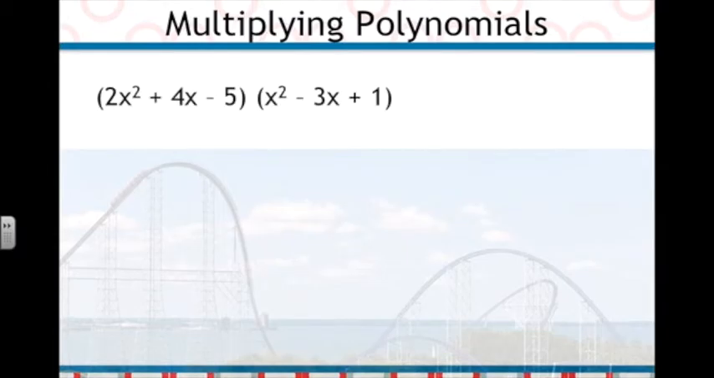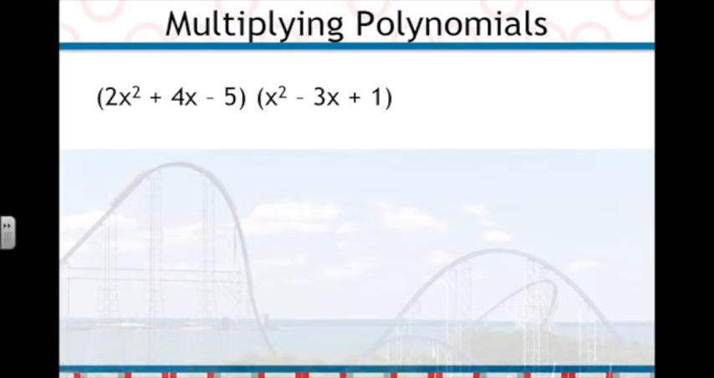Let's multiply the trinomial 2x squared plus 4x minus 5 with the trinomial x squared minus 3x plus 1. Since the principle of distribution is key here, what we need to do is simply distribute each term in the first trinomial to each term in the second trinomial. This means we're going to have to distribute 9 times, so it's important that we work carefully and neatly to keep track of all those terms.